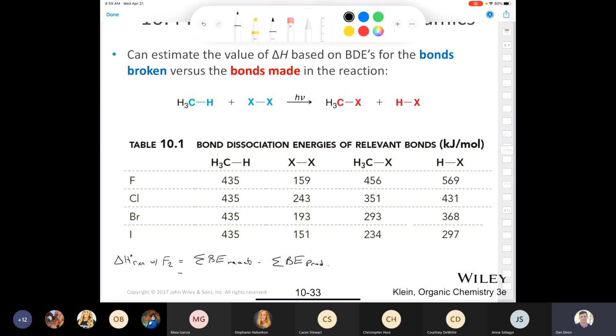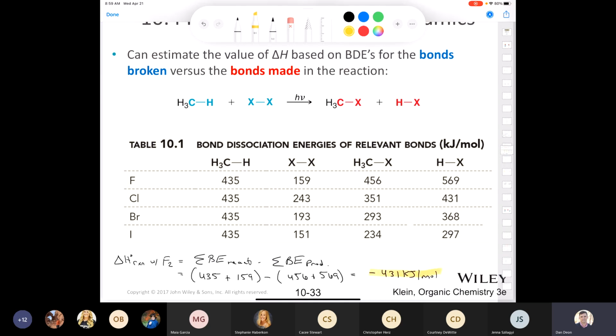I hadn't planned on doing this, so I'll do it very quickly here. The bond dissociation energies of the reactants would be 435, from here, plus 159 from the fluorine, subtract 456 plus 569. And when you tally all that up, your delta H for your reaction would be negative 431 kilojoules per mole. So it's very exothermic.